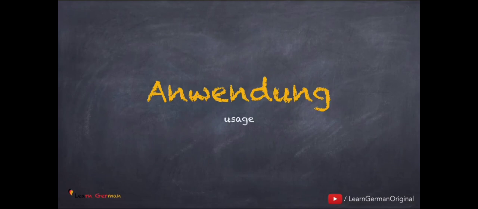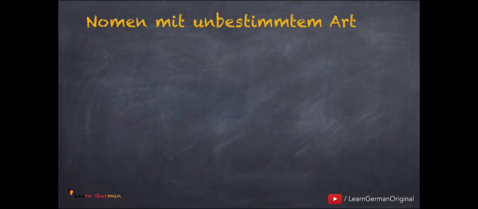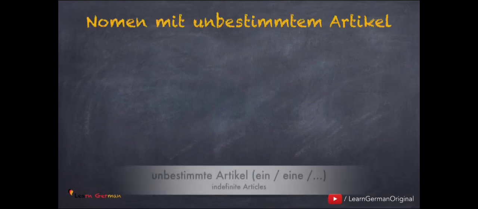Anwendung. Here's the first case. Nomen mit unbestimmtem Artikel. Unbestimmte Artikel are indefinite articles such as ein, einer, einen, etc. To revise them, you can watch our video on unbestimmte Artikel.